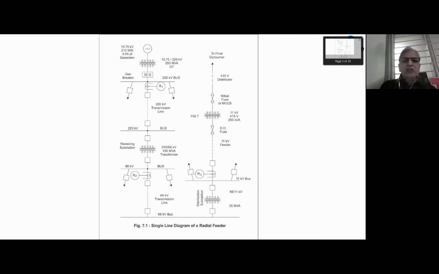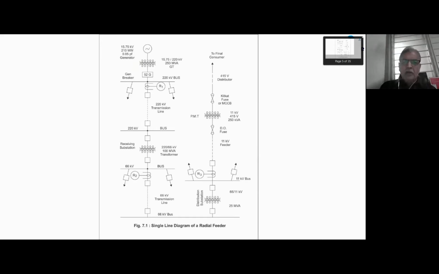These figures which you see are typical. It is not necessary that all generators are 210 megawatt. 15.75 kV is the generation voltage, 210 megawatt. Power is stepped up, obviously, to say 220 kV, and then it is fed to 220 kV infinite bus. From there, many transmission lines will go. One of the lines is going to 220 kV bus at the receiving substation.